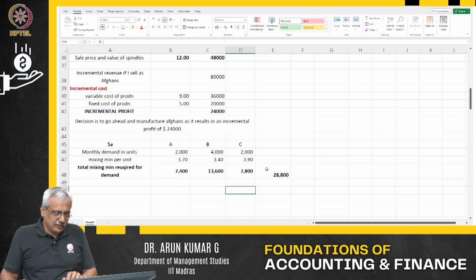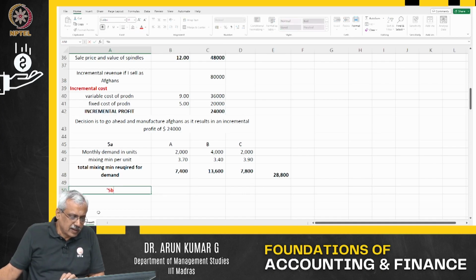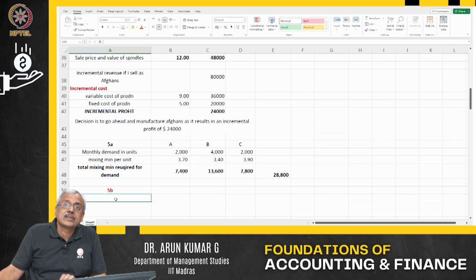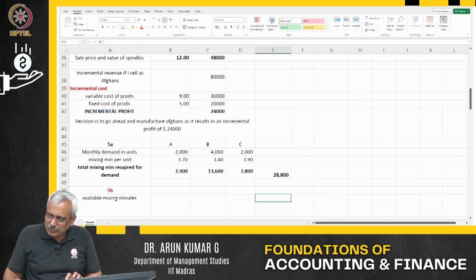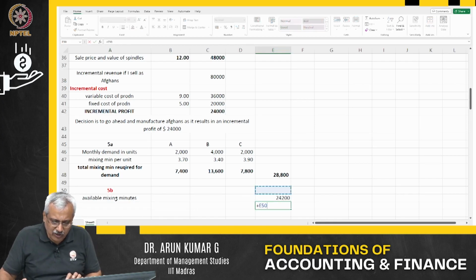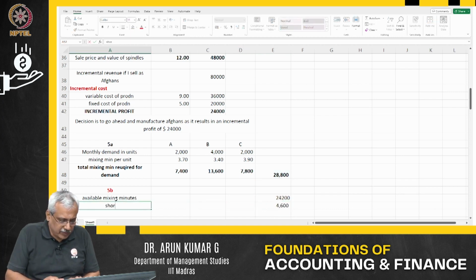Now let us look at 5B. There is a constraint on available mixing minutes. What is the available mixing minutes? The available mixing minutes is only 24,200. So, you have a shortfall of about 4,600.